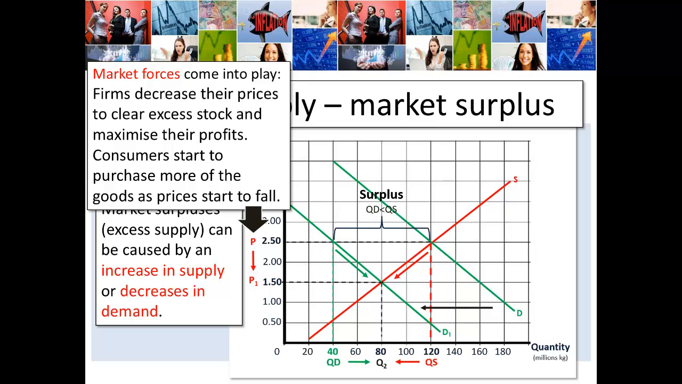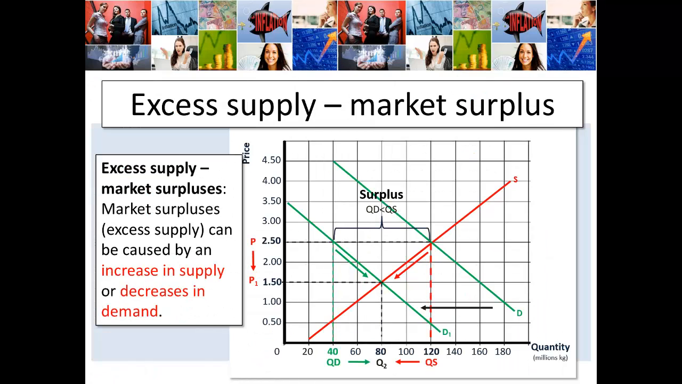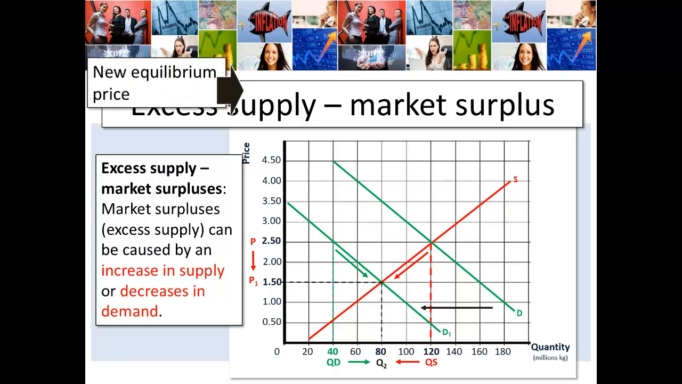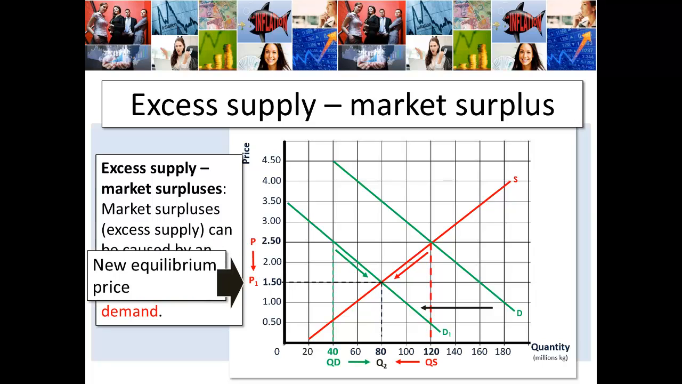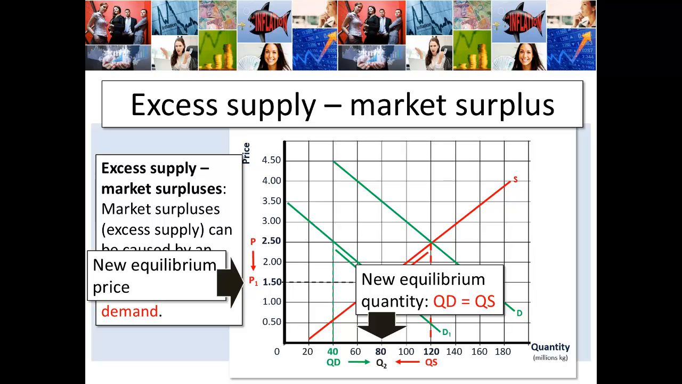Firms decrease their prices to clear excess stock and maximize their profits. Consumers start to purchase more of the goods as price starts to fall. And that's straight from the laws of supply and demand, shown by a movement along the supply and demand curves there. The surplus is eliminated because there's a new equilibrium price and a new equilibrium quantity, where quantity demanded once again equals quantity supplied. The market's in balance, supply equals demand.